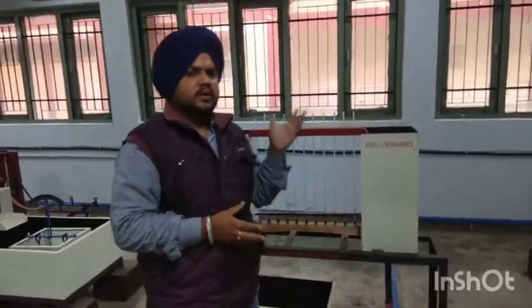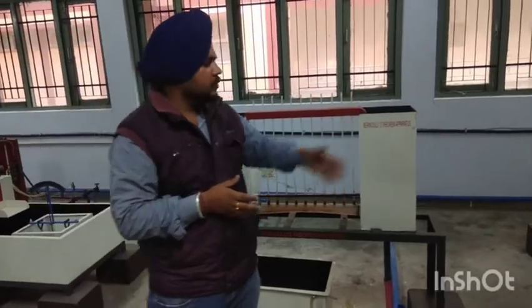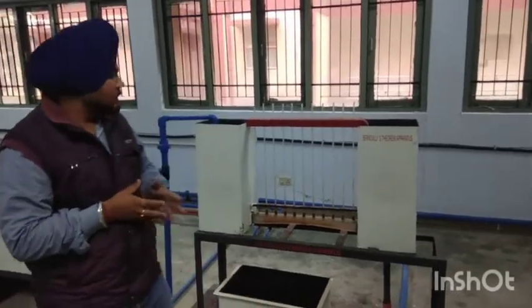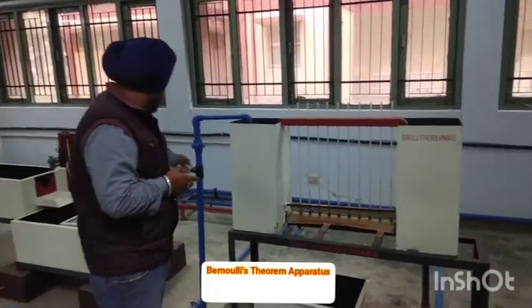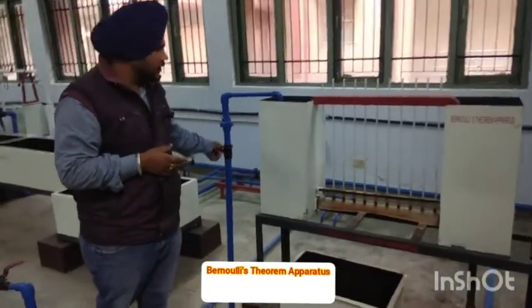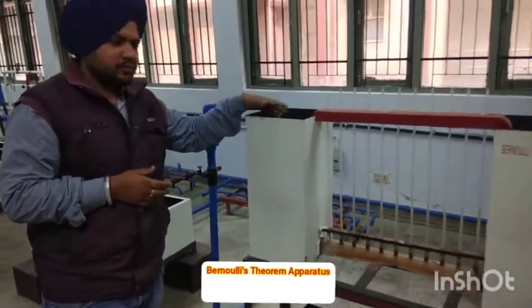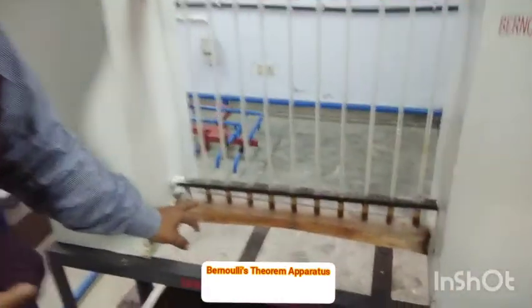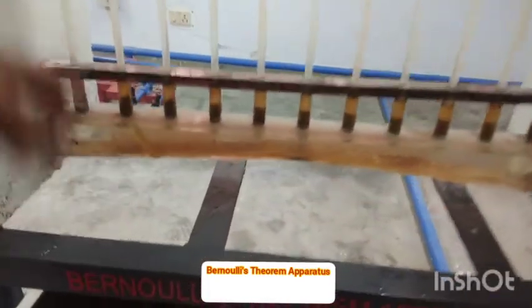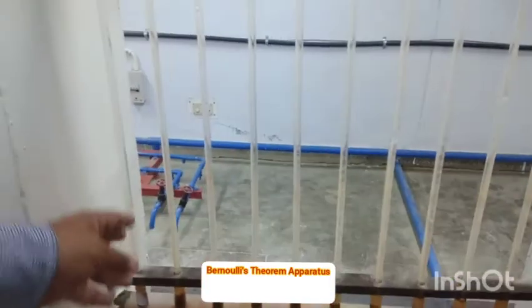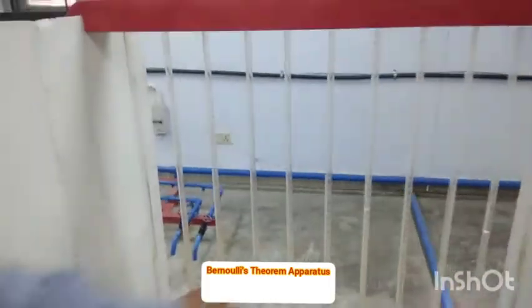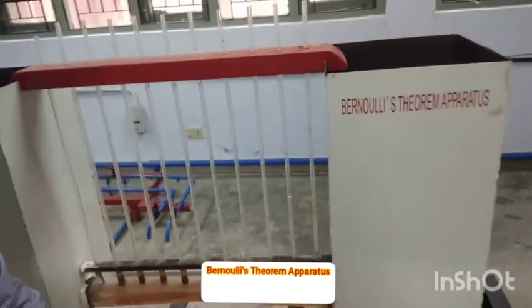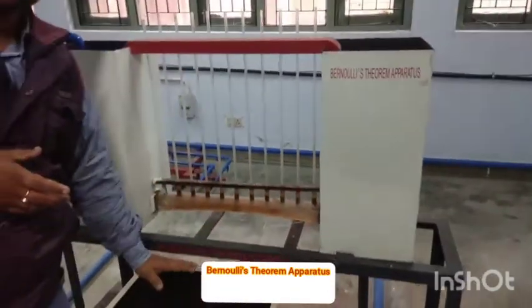Welcome students. Today we discuss the Bernoulli theorem practical. First of all, we open the inlet gate valve. After that, water flows through this inlet chamber, and this is the varying cross-section channel, and this is our piezometric head, from which we can calculate the pressure head. This is the outlet chamber, where we collect the water.